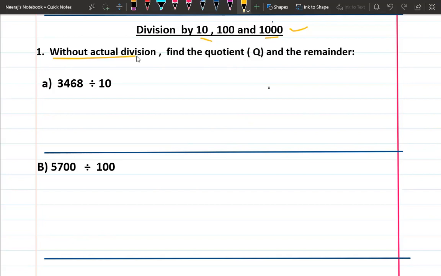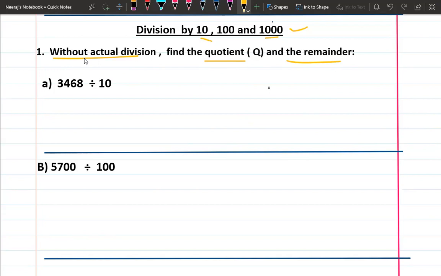So without actual division means you will not need to divide. You have to find the quotient and remainder in the form of Q and R. Q stands for quotient and R stands for remainder. So without dividing, we will get the answer as a quotient and remainder.